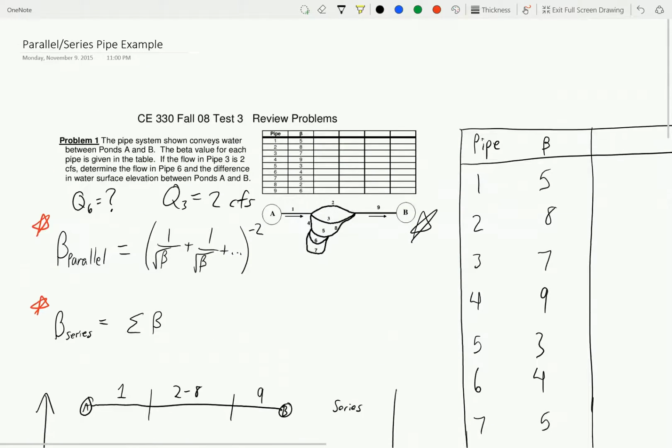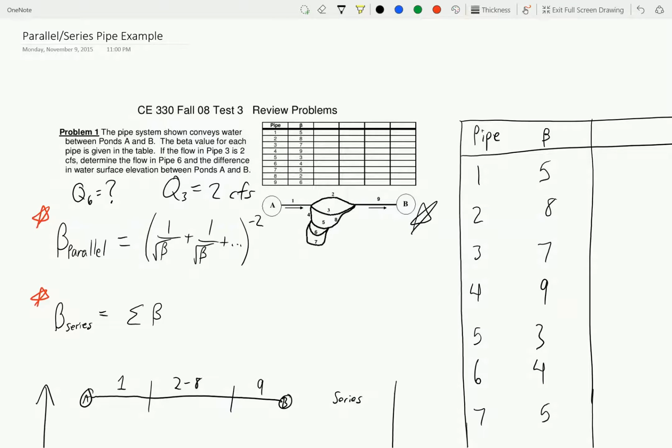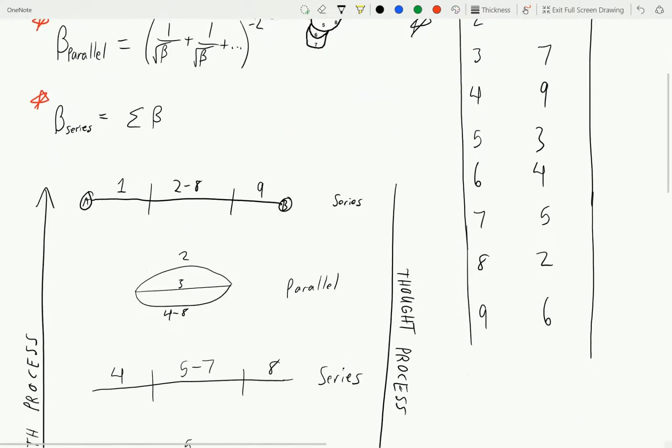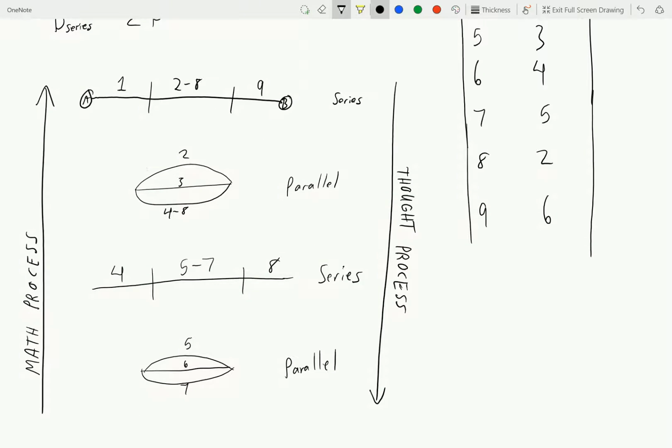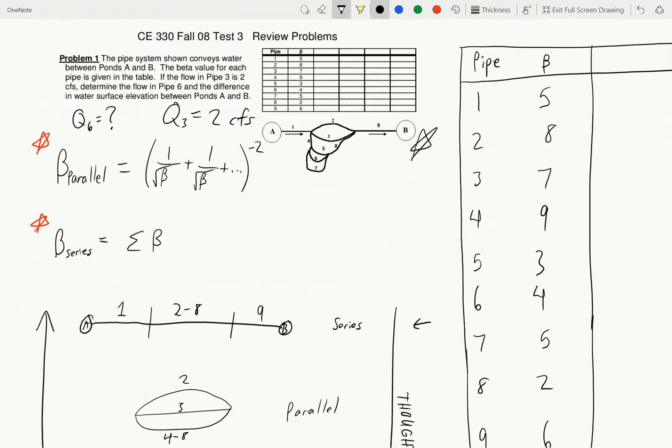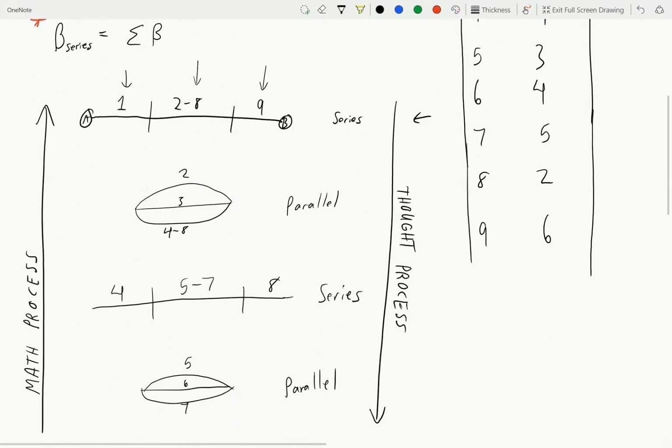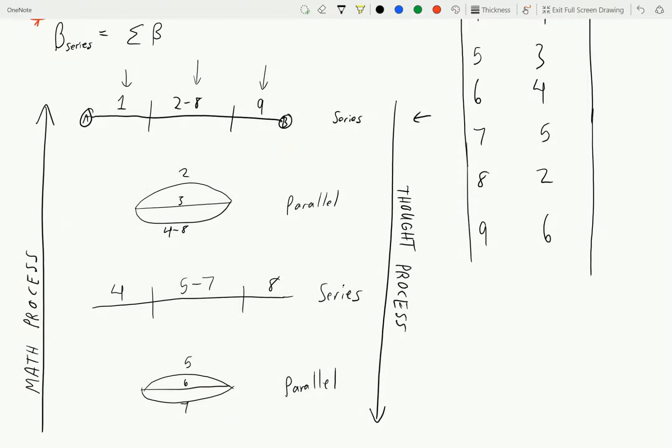When I think about these kind of problems, I work from the outside in to figure out what's going on. I drew a flowchart type thing right here. To get from A to B, the water has to go through pipe 1, and then somehow get through 2 through 8, and then through 9 to get to B. So that's the macro, the biggest level possible.